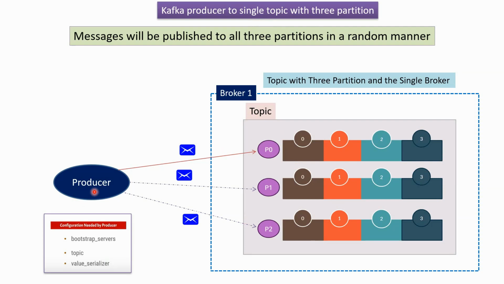To write a producer code, we need some configurations. The first one is bootstrap servers, which is nothing but the Kafka server IP address and port number. The second one is topic, which is nothing but topic details like the topic name, so that the producer can send messages to a particular topic. The third one is value serializer. Using value serializer, the messages can be serialized and sent over the network.